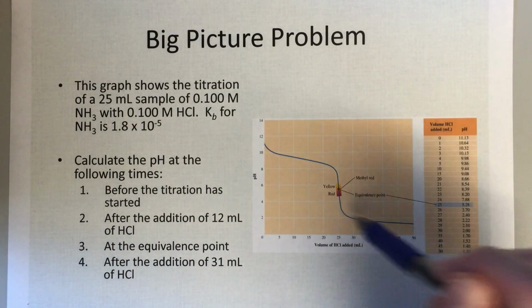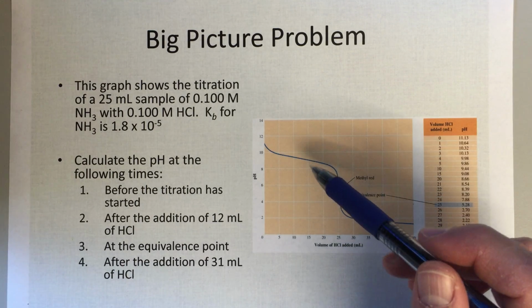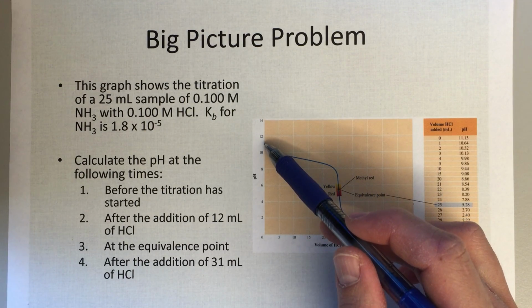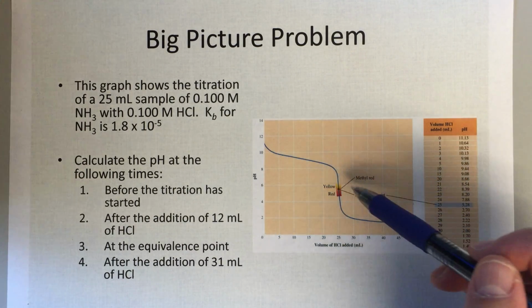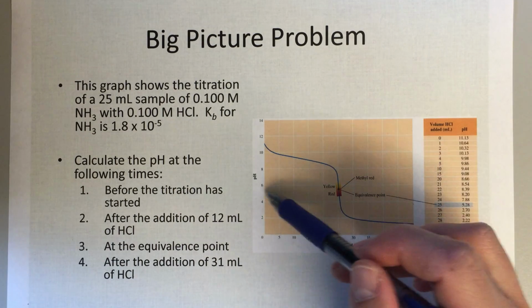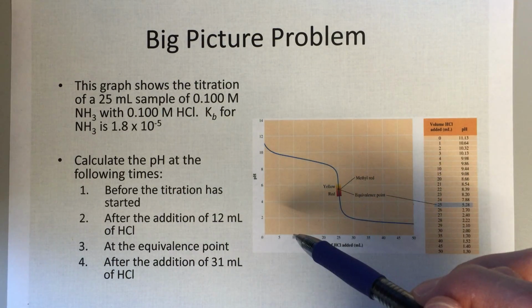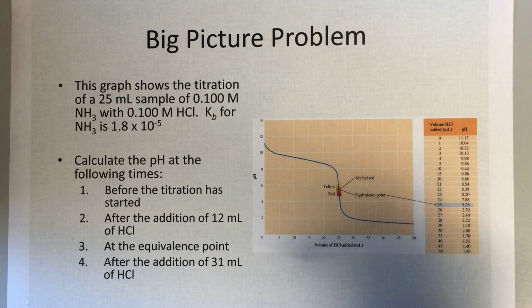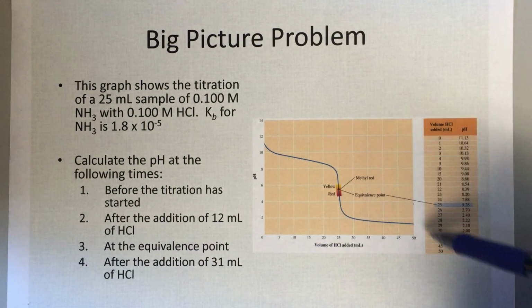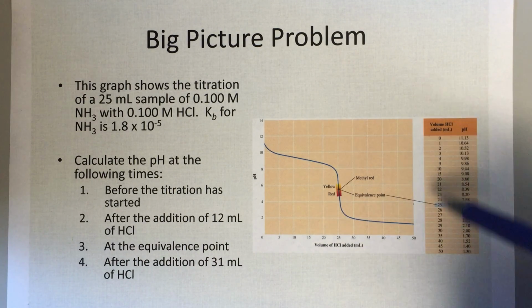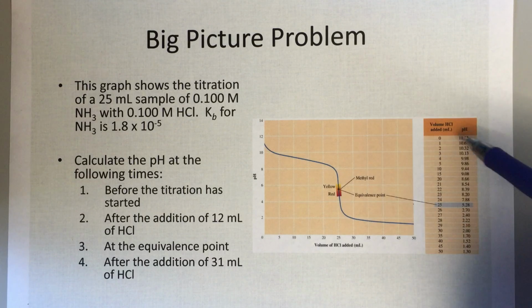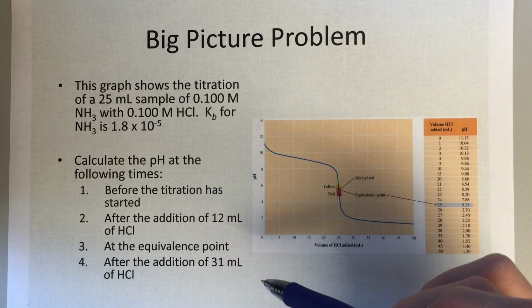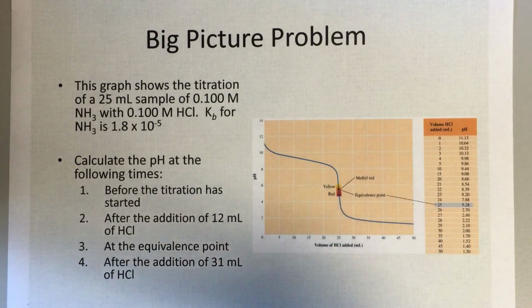Over here we have our titration curve, so it's a weak base, so as we might expect, our pH is going to start off as basic. At the equivalence point, we are going to have a slightly acidic pH, and we'll talk about that when we get to video number 3. Over here we've got the chart, and the pHs that you calculate should match up pretty well, or exactly, rather, with this chart. So let's go ahead and do problem number 1, before the titration has started.